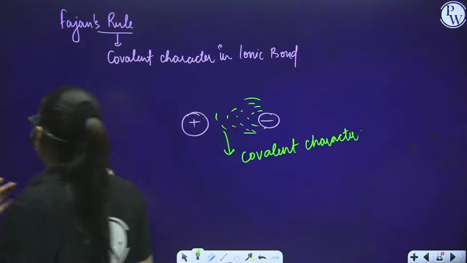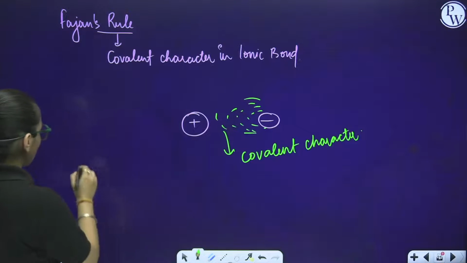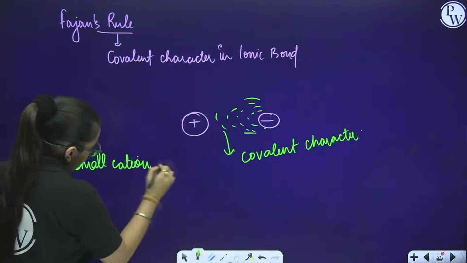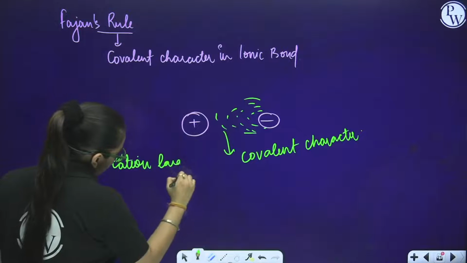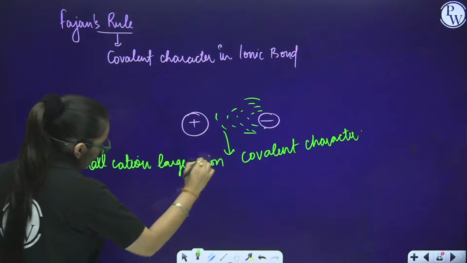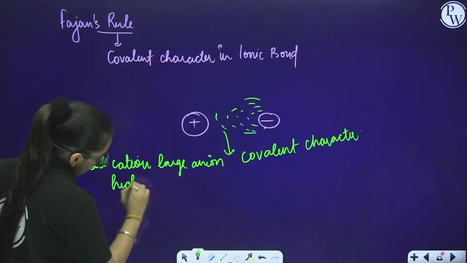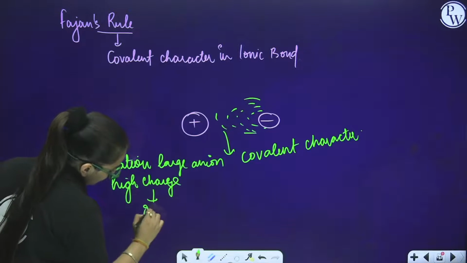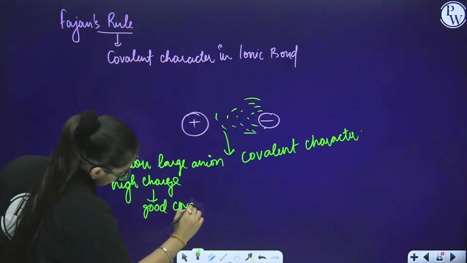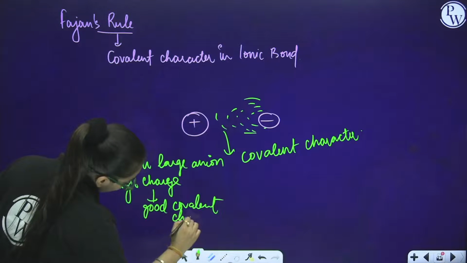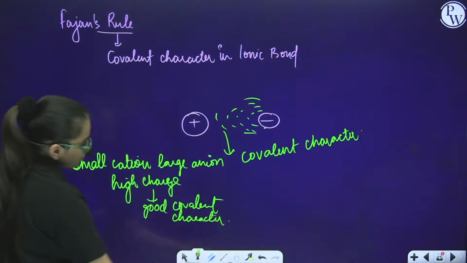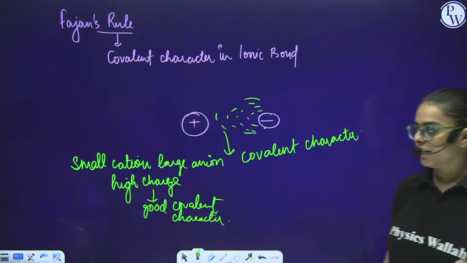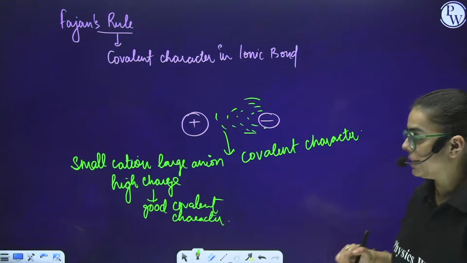Now basically on which factors do they depend? Always remember, small cation, larger anion and high charge will lead to a good covalent character. So whensoever they give you some options of the covalent character, always see the cation size. If it is smaller, it will have a good covalent character. If it has a high charge, it has a good covalent character.